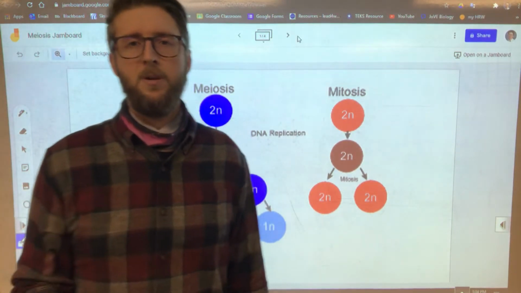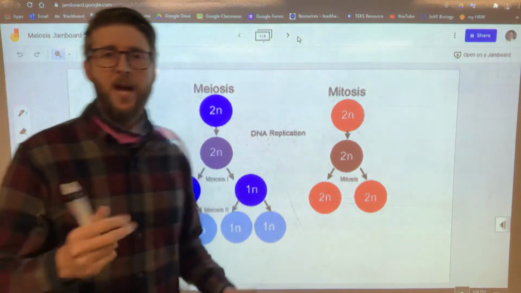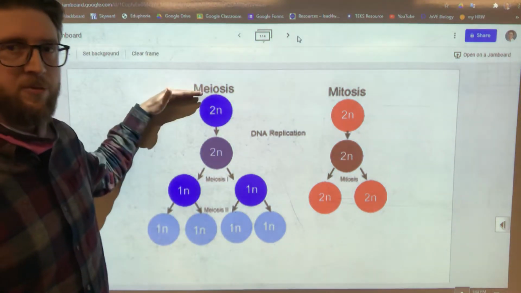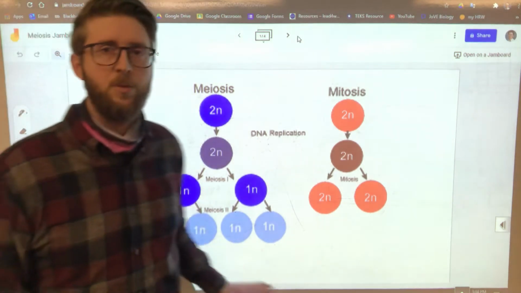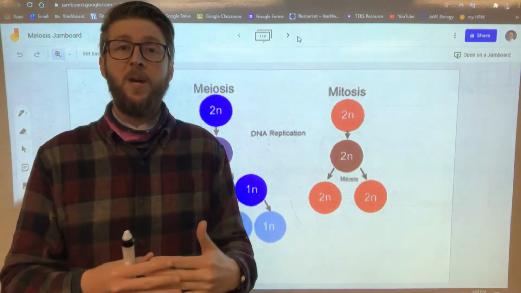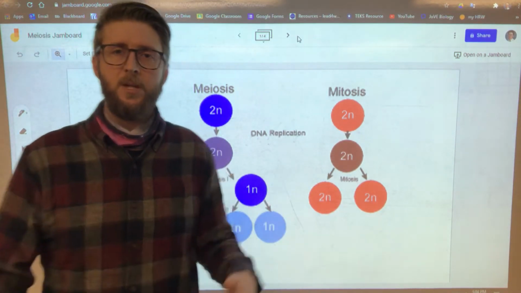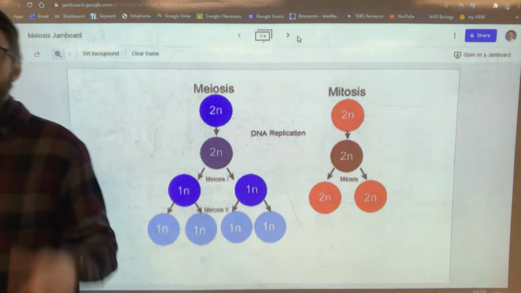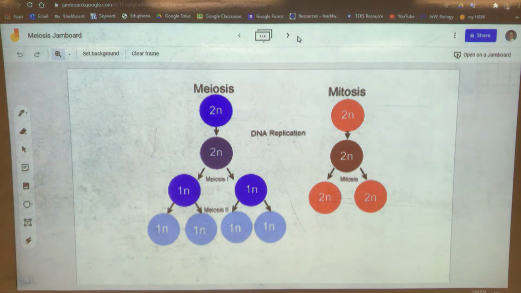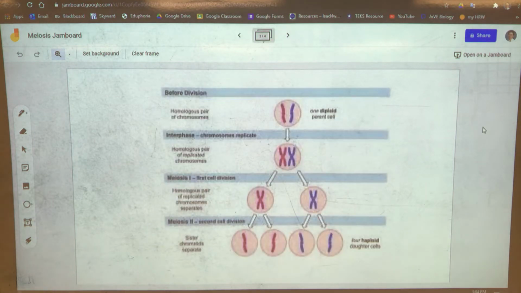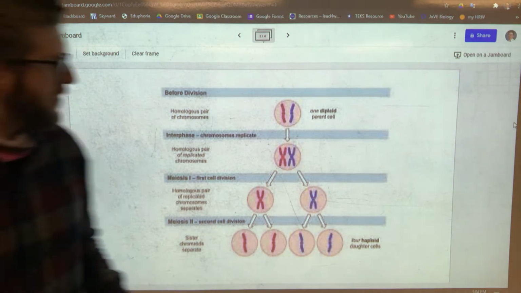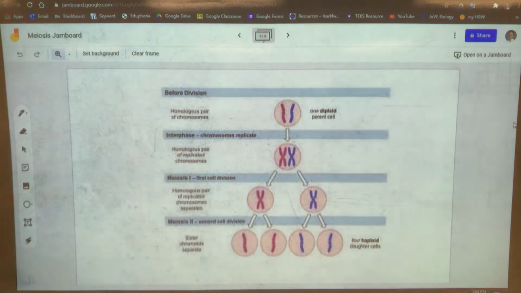Now, another very important part of meiosis is not just the fact that we're cutting down the number of chromosomes from 46 down to 23 so that we have the right number of chromosomes when they recombine to make you, but there's also this other very important thing that happens. This is just another picture. Let me go to the next one. I'll come back to this one.